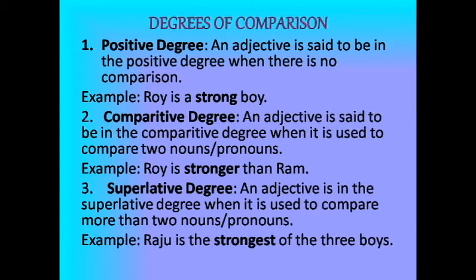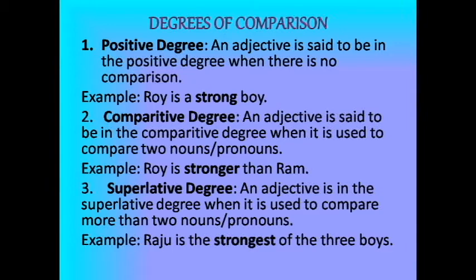Positive degree. An adjective is said to be in the positive degree when there is no comparison. Hence, there is no competition among which we can compare. For example, Roy is a strong boy. In this sentence, there is no comparison between Roy or anybody else.